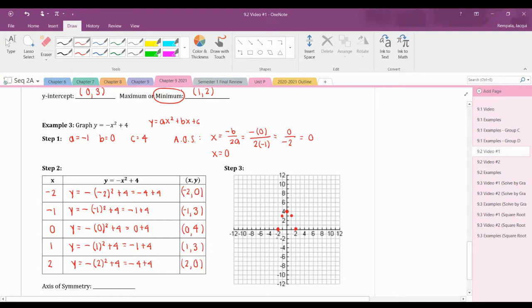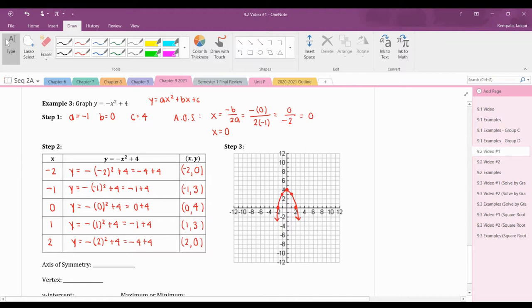Notice that this time when I connect my points, my graph is opening down, which hopefully makes sense because my A value was negative. Okay, so if I identify the pieces, x is going to equal 0 for my axis of symmetry. So remember, when I draw it in, it's just going to be a little bit hard to see because it's going to be on the y-axis. But there's my axis of symmetry drawn in to my graph as well.